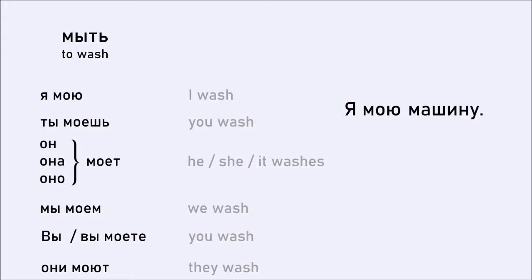Я мою, and then we have an object. We're washing something. The car is being washed by us. So я мою машину. Remember, in the accusative case, a changes to u. Rewatch the previous lesson if you're still unsure. So that's I wash the car. That's when we, or I, in this case, I'm doing the action on something else. So the subject and object are not the same here.